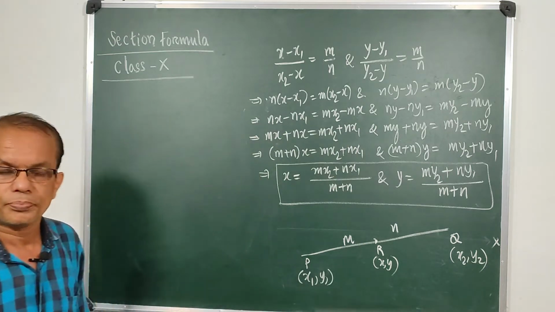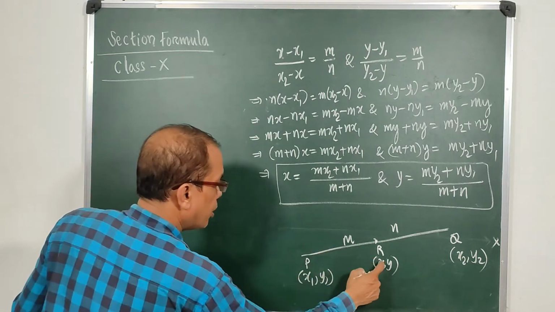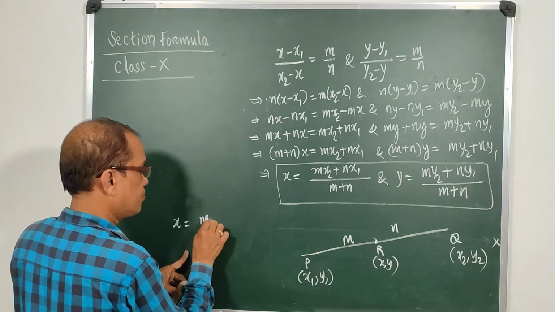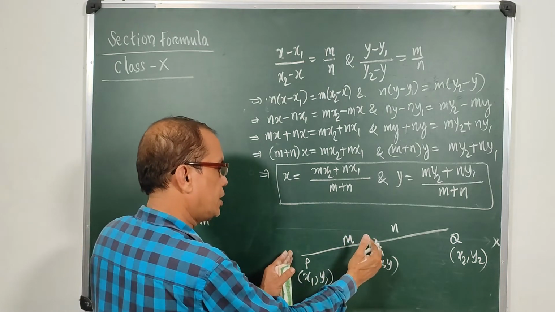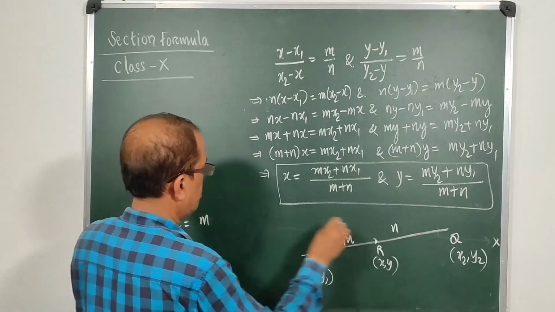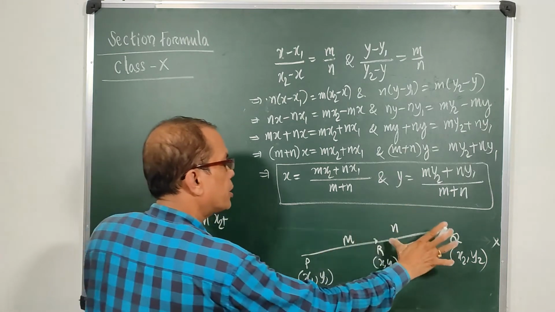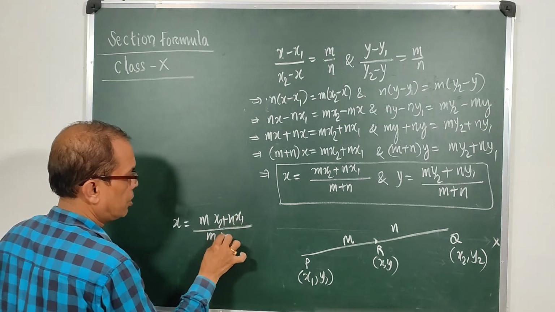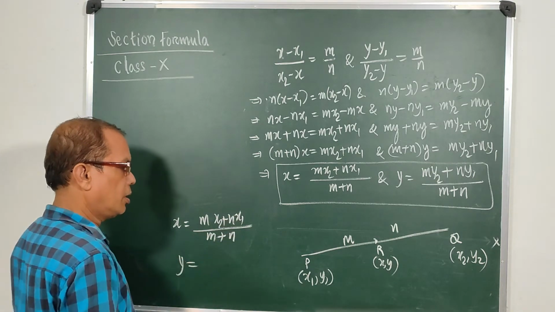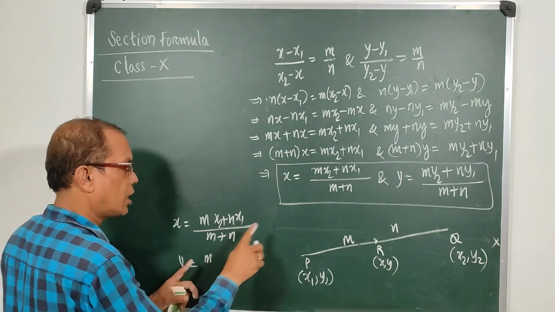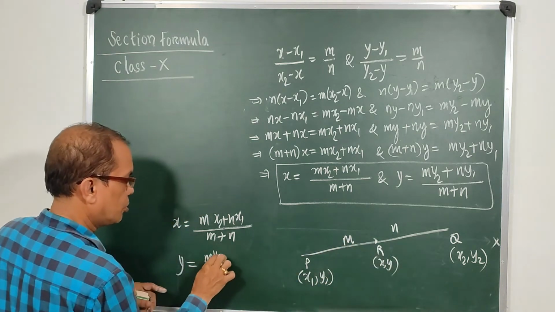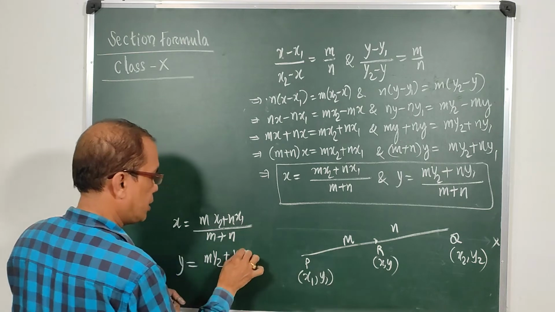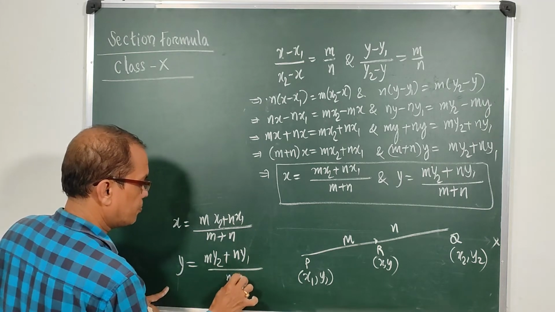Just try to see them. We have the value of x equal to: take this ratio m, the ratio of this side, into the coordinate of that side, m into x2, plus the ratio of that side and the coordinate of this side, n x1, upon m plus n. And what will be y? The same way, the ratio on this side m and the coordinate on that side y2, plus the ratio on that side n and the coordinate on this side, n y1, by m plus n.